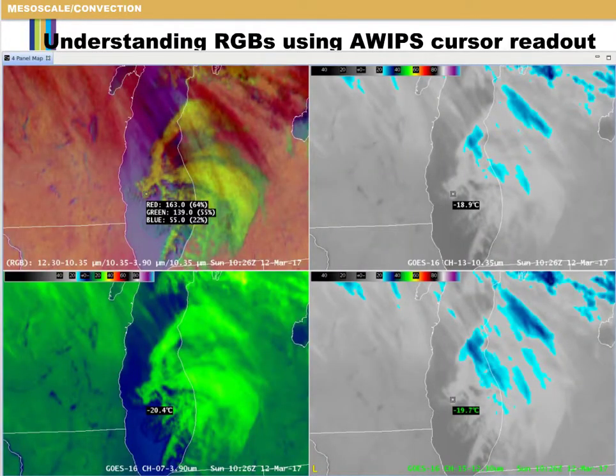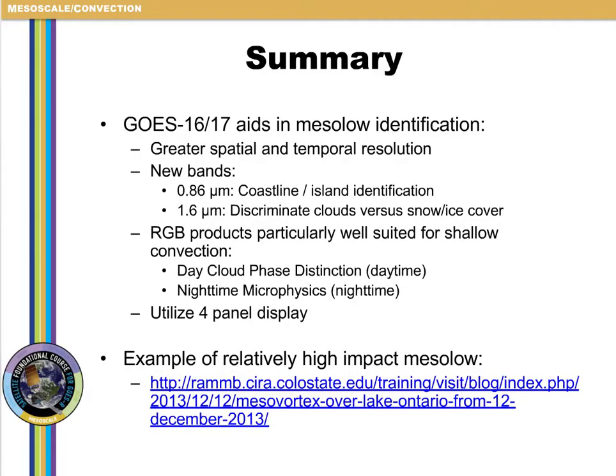In order to better understand RGB products, make use of the AWIPS cursor readout on the RGB product and its components. Use this information along with the corresponding quick guide to understand why features appear certain colors. In summary, GOES16 and 17 aid in mesolow identification because of their greater spatial and temporal resolution compared to the previous GOES. The IR and visible bands will continue to play a prominent role in mesolow identification.